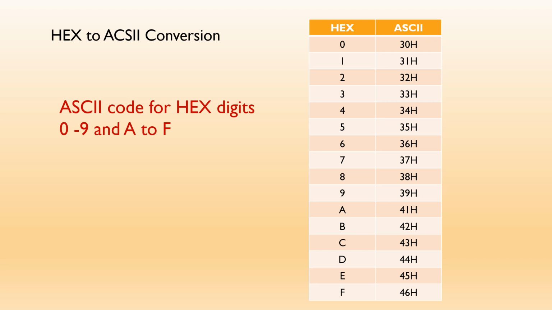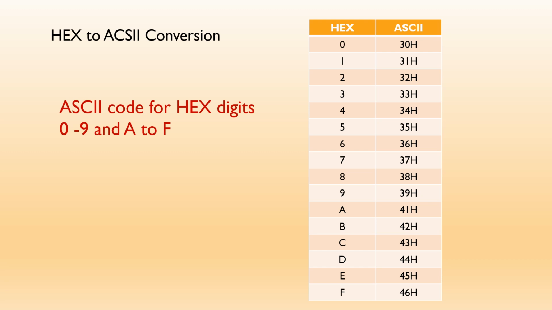We will see how to convert a hex to ASCII and ASCII to hex number. In the hexadecimal system, we have the numbers from 0 to 9 and A to F. The corresponding ASCII codes are shown in the table. The 0 has the ASCII value 30, 1 has 31, and so on. 9 has 39.